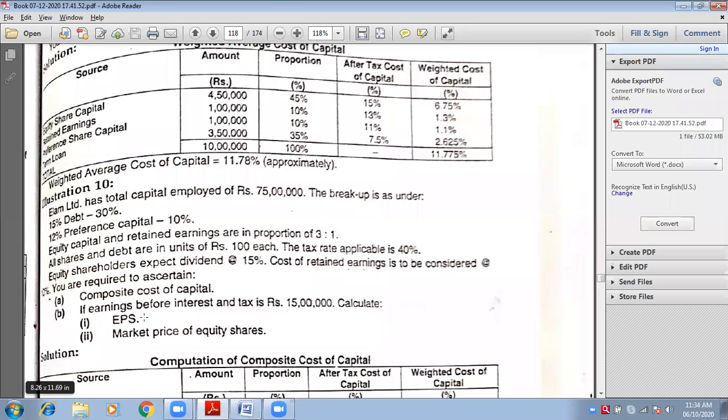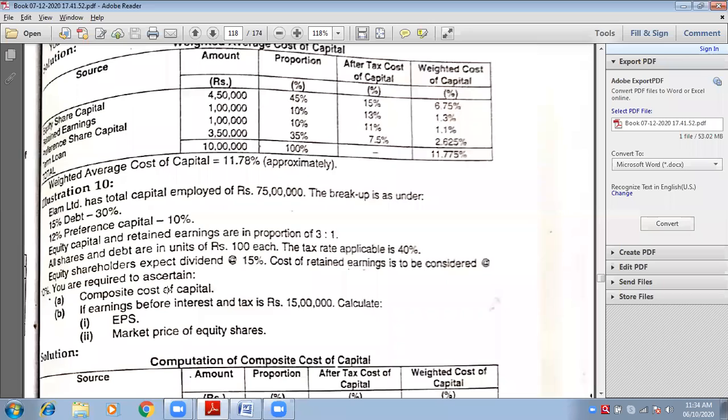Okay, so all shares and debt are in units of 100 each. That means the face value of shares and debentures, I mean debt, is 100 rupees. The tax rate applicable is 40 percentage. Equity shareholders expect dividend at the rate of 15 percentage. Cost of retained earnings is to be considered at 10 percentage. It is cost of retained earnings, that means KR, which is already given as 10 percentage.